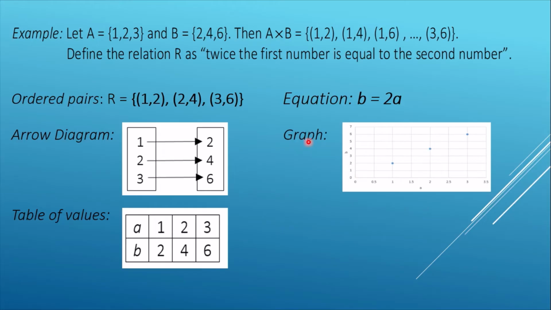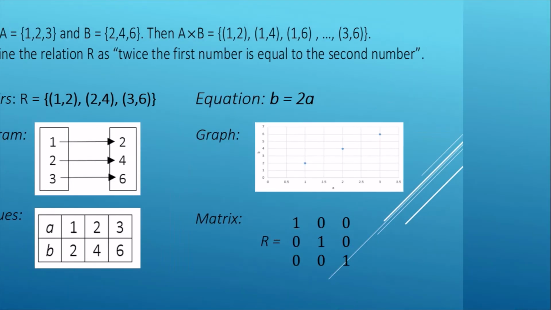We can also use a graph. Okay, so notice here we have points here. So 1 as our A, then 2 as our B. And the same with the other ordered pairs. Lastly, we have matrix. Okay, so we have 1, 0, 0. And this matrix will be discussed in higher mathematics. Okay, so that's how we're going to represent a relation.